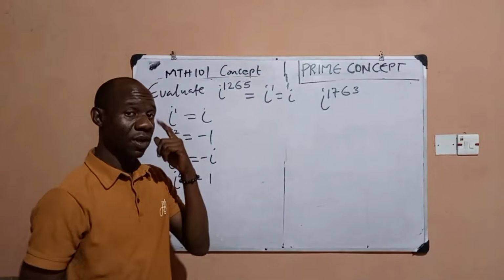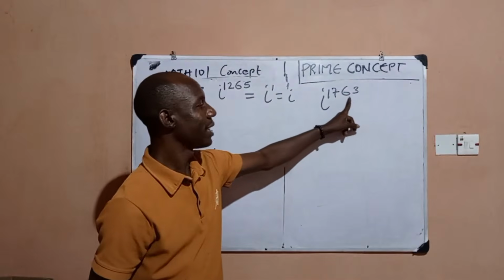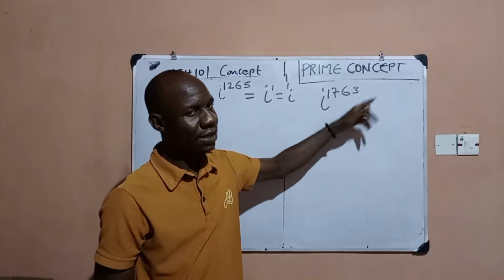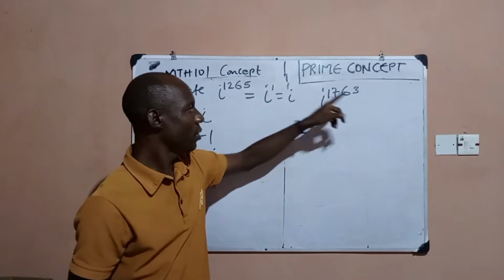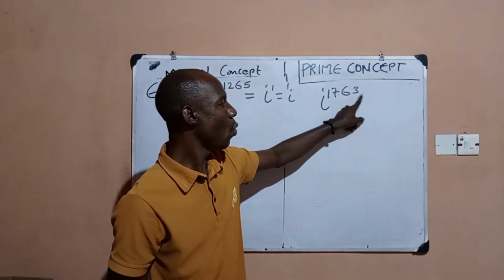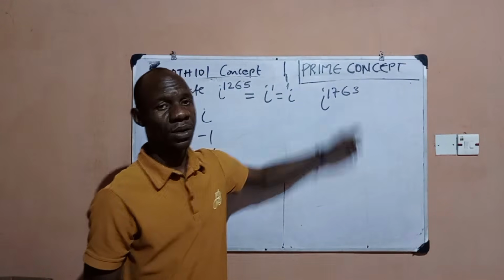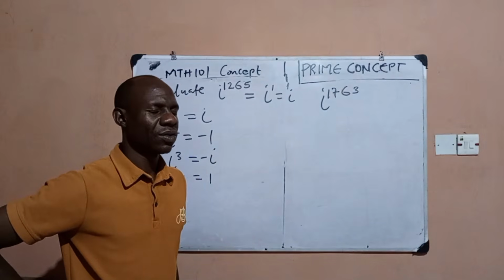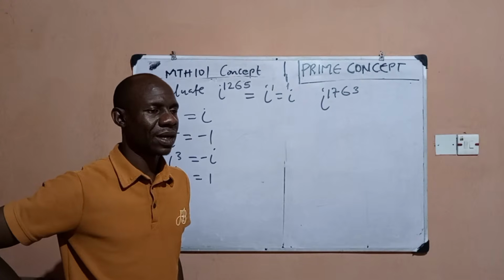Now, using the same concept, you look only at the last 2 digits. Can you divide 63 by 4? I don't think so. But if you want to divide the last 2 digits, let's see, if you remove 1 from this, you have 62. Can you divide 62 by 4? Yes, 2 in 62 is 31.